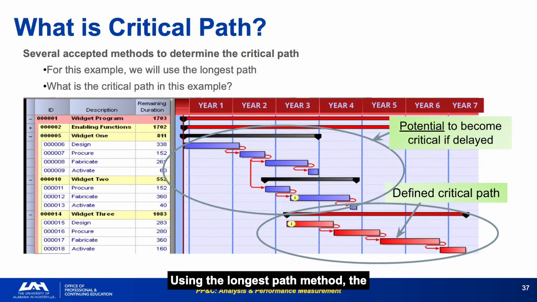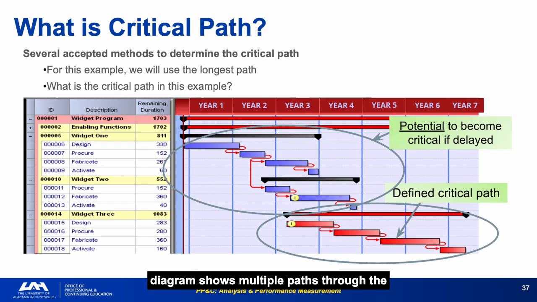Using the longest path method, the critical path is the sequence of activities with the earliest finish equal to the latest calculated early finish for the project, tracing back to the project start. Potential critical paths are paths with very little float that could become critical if delayed. These near-critical paths deserve almost as much attention as the critical path itself.